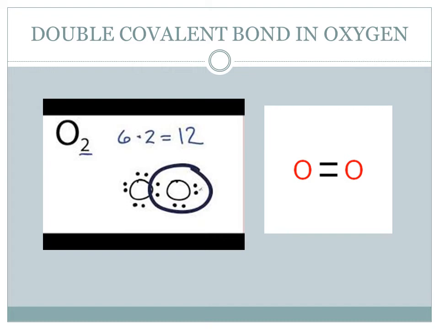So here two oxygen atoms share 2 pairs of electrons between each other and form a double covalent bond. In the figure it is represented as O double bond O. It is read as O double bond O, meaning a double covalent bond in oxygen.